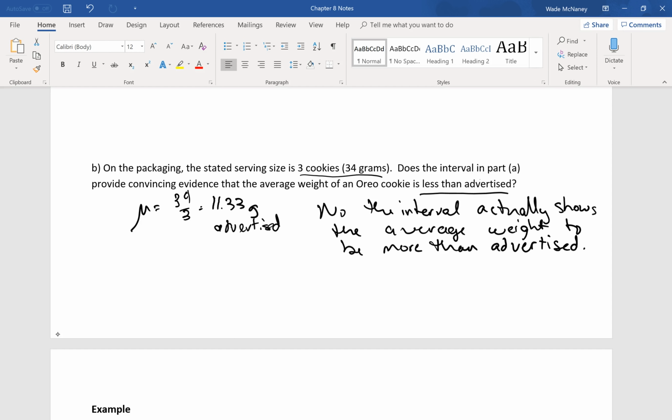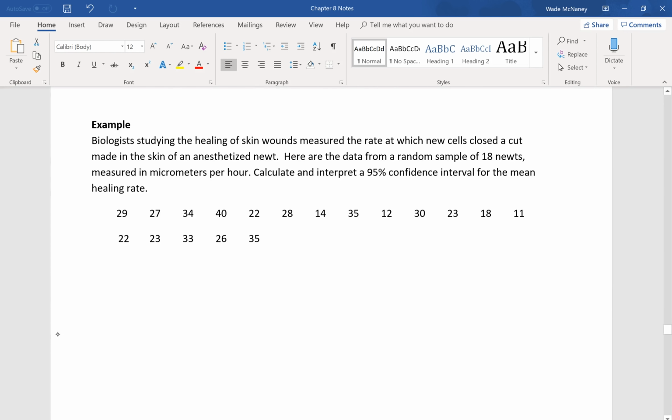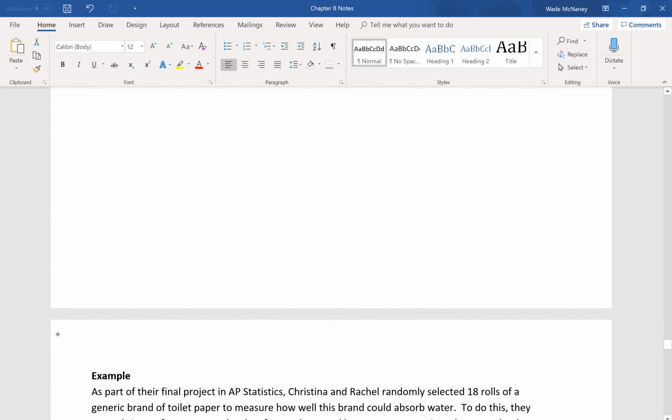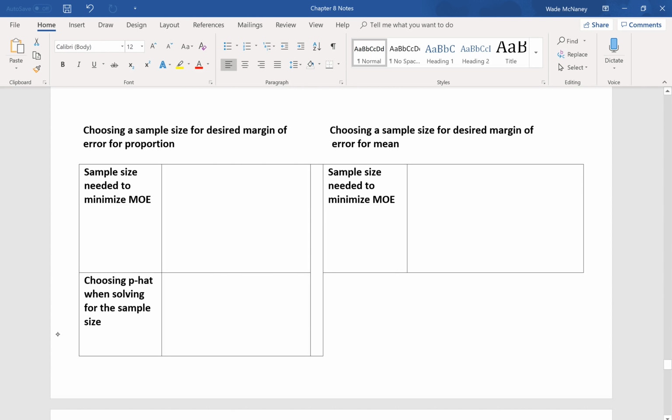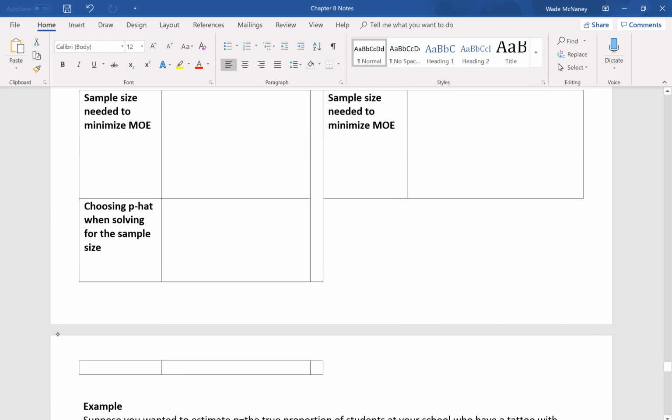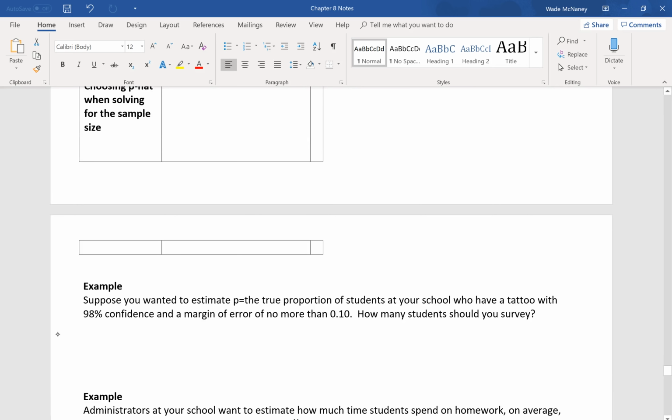Be working on those. Monday, we will have a homework quiz over this, and we will finish up a couple more examples here on Monday, as well as doing this little bit down here at the end where we talk about picking the appropriate margin of error. So then we'll finish this up on Monday. Don't forget your test is Wednesday of next week.